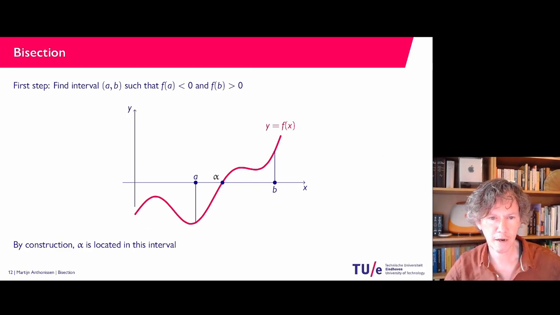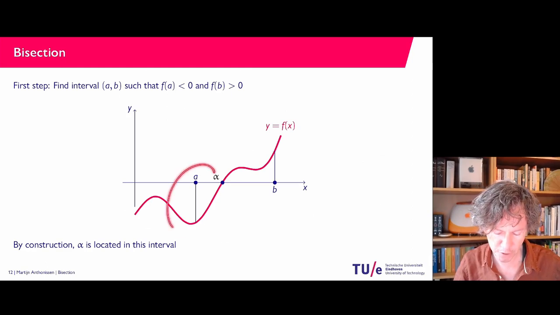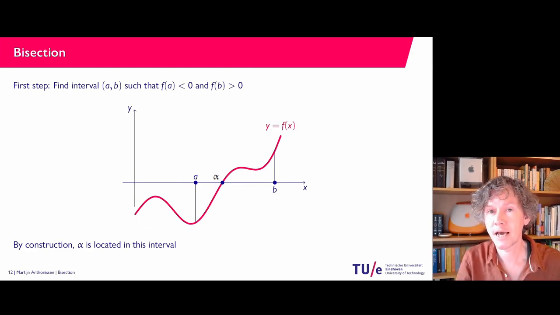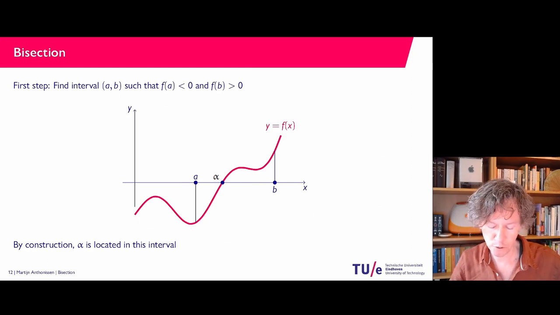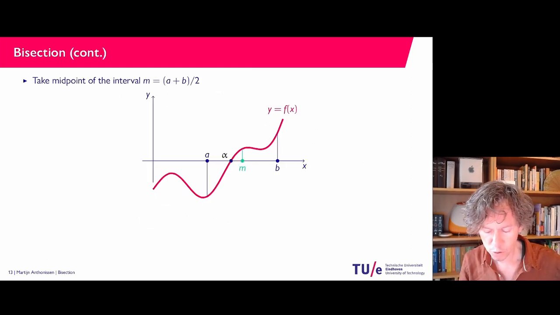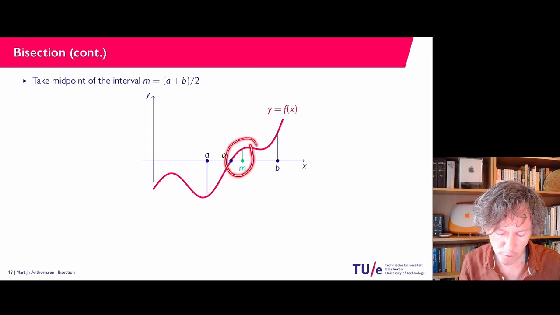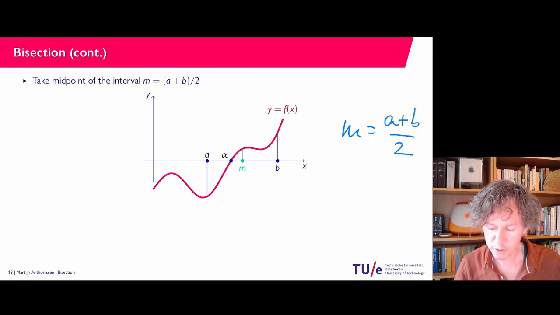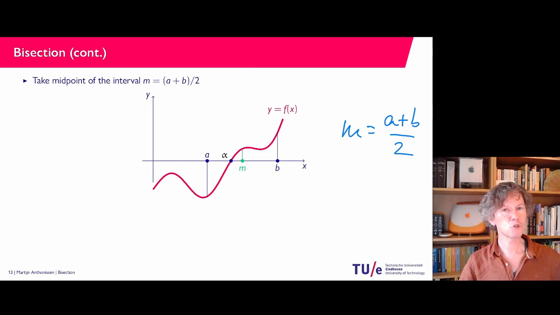So here we have that f is negative at the left end of the interval, positive at the right end of the interval. Then you know by the intermediate value theorem that it has to cross the horizontal axis. So there needs to be at least one zero in this interval. So what I'm going to do is I'm going to pick the middle of the interval. So here this m is the average of a and b, a plus b over 2. It's right in the middle of the interval. And I'm going to check whether the function is positive, negative, or zero there.